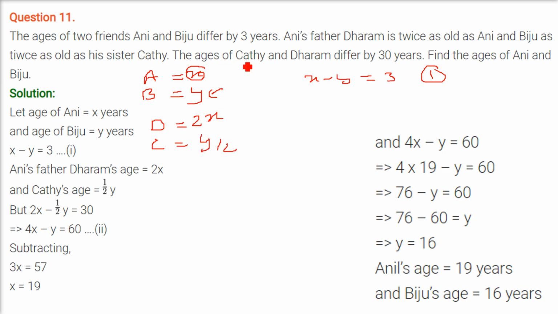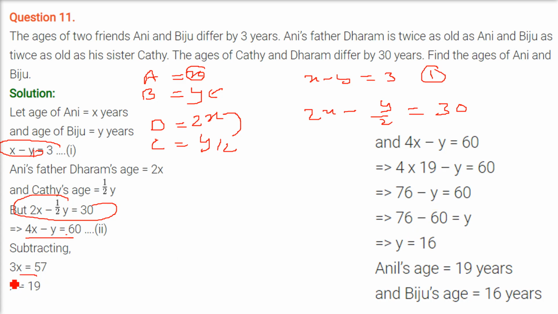Now the ages of Kathy and Dharam differ by 30 because Dharam is older. 2x is the age of Dharam, Kathy's age is y by 2, and the difference is 30. First equation is this one. Second equation is this one, that is 4x minus y equal to 60. Solve for x and y. We will get x as 19, y as 16. So these are the two ages.